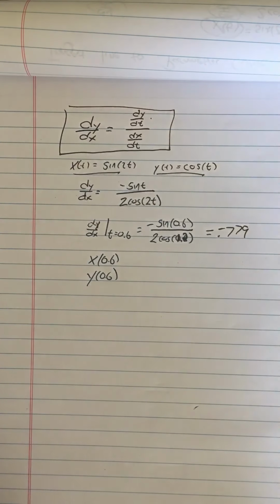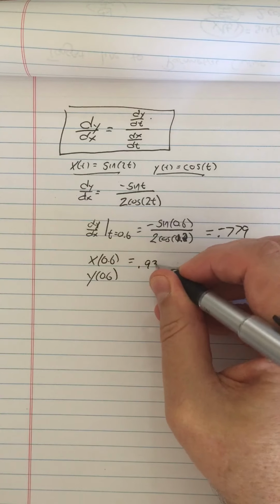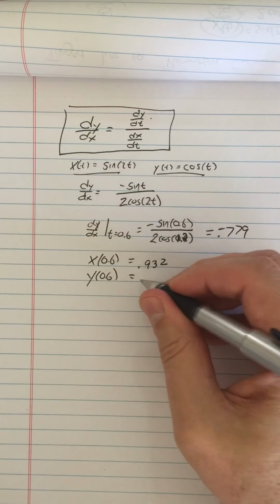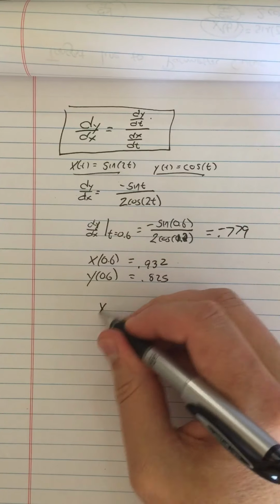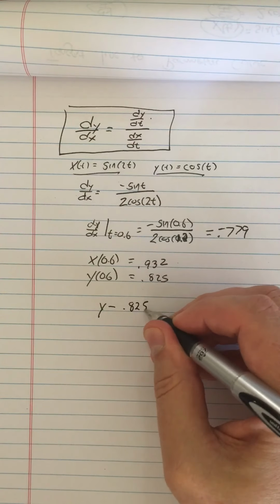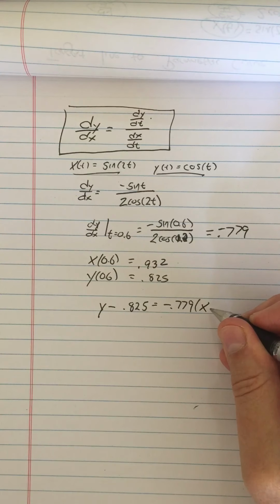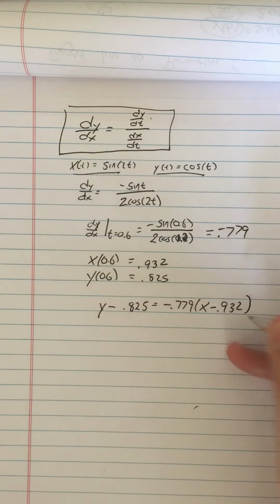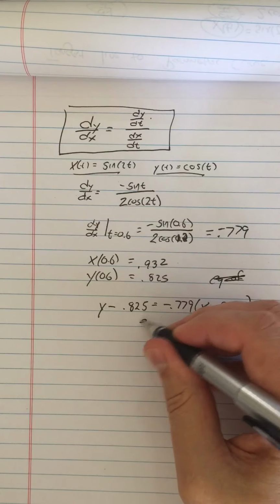So x of 0.6 is 0.932, and then my y is 0.825. So I could write the equation of the tangent as y minus 0.825 equals negative 0.779 times x minus 0.932. All right, so that's the equation of the tangent. Let me write that down here.